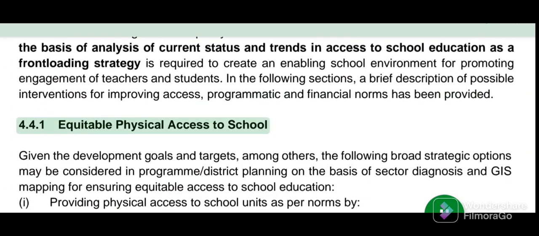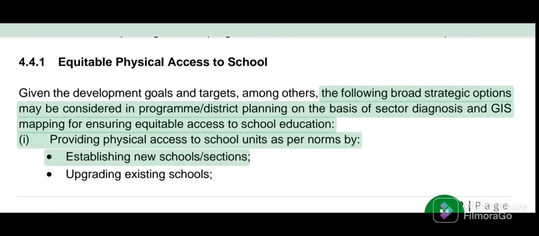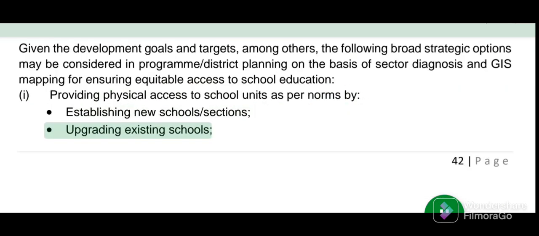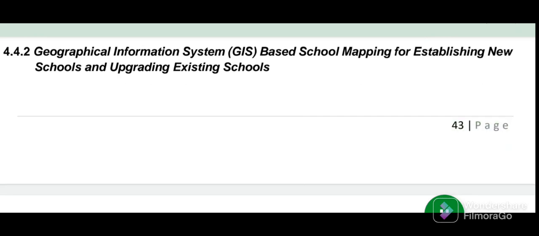4.4.1 Equitable physical access to school. Given the development goals and targets, among others, the following broad strategic options may be considered in program district planning on the basis of sector diagnosis and GIS mapping for ensuring equitable access to school education. I. Providing physical access to school units as per norms by establishing new schools, sections. Upgrading existing schools.